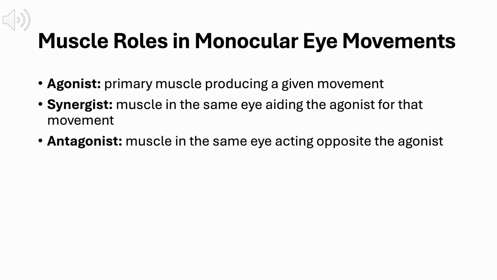The antagonist is the muscle in the same eye that produces the opposite movement. During normal eye movement, the antagonist relaxes as the agonist contracts, allowing smooth and efficient motion. Understanding these roles is essential for applying Sherrington's law and for localizing pathology when eye movements are limited or asymmetric.